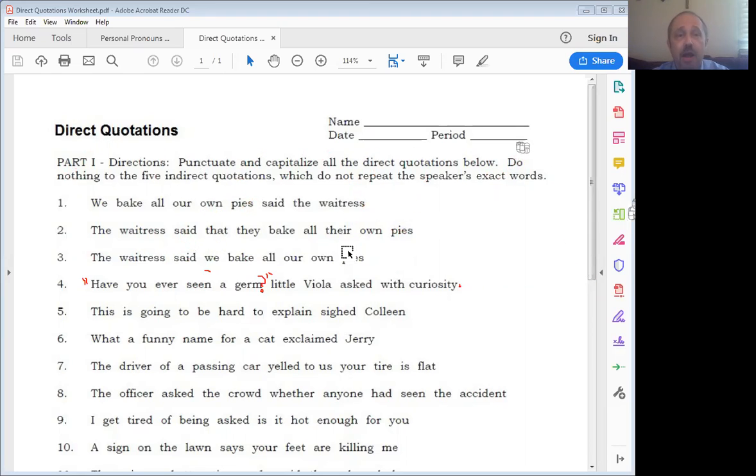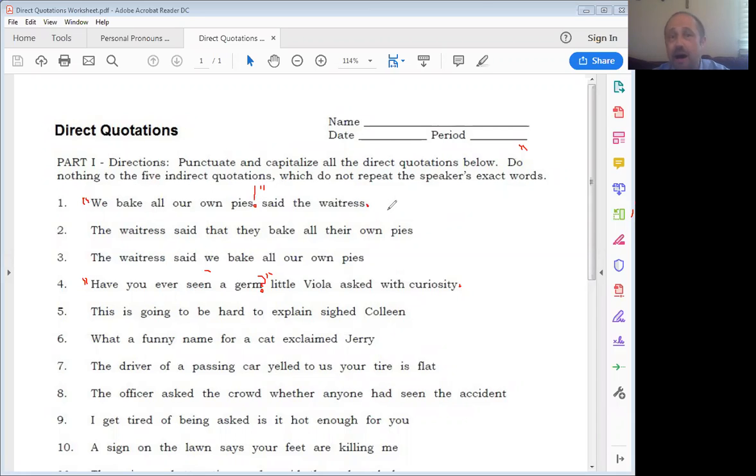I'm going to move it all over there because we're going to redo sentence numbers 1, 2, and 3 because now the waitress is excited. She's exclamatory about things. Exclamatory. Okay. So, "We bake all our own pies," said the waitress. So, quotation mark, "we bake all our own pies," exclamation point. Wow, that is ridiculously sloppy. Let me try that again. That's a little better. Quotation mark, said the waitress.